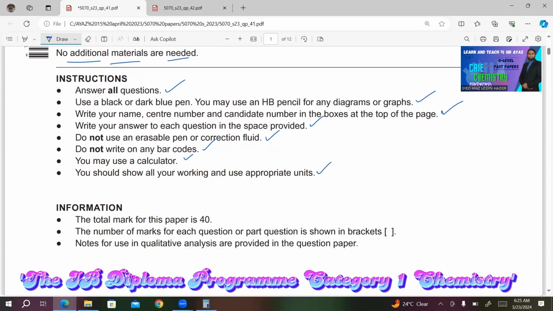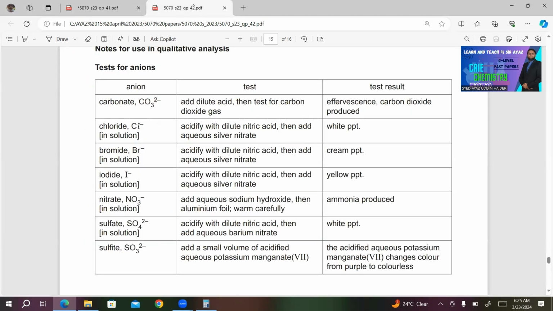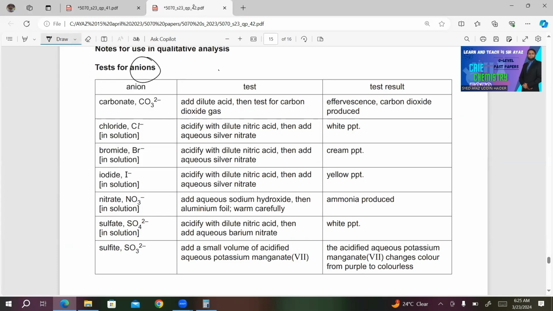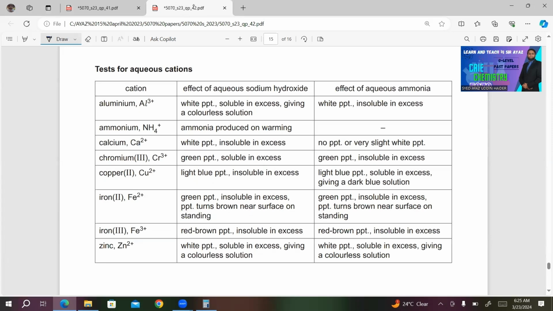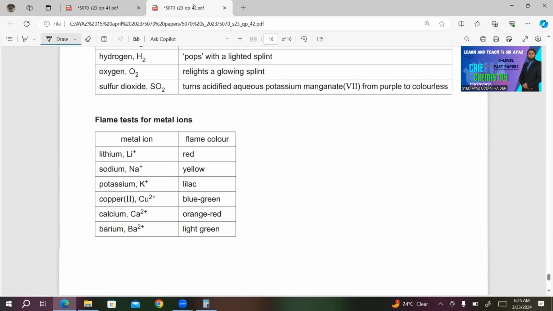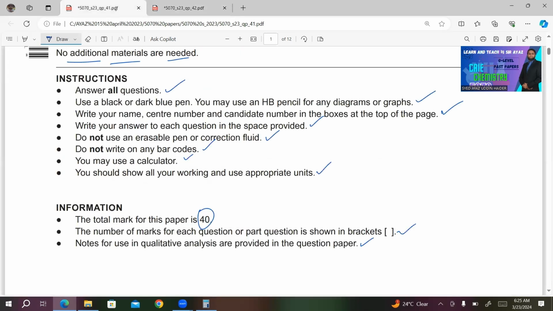Some information in this paper: the total mark for this paper is 40. The number of marks for each question or part question is shown in brackets. Notes for use in qualitative analysis are provided in the question paper. We have this kind of note for the qualitative analysis. These are the tests for anions. Then you have the list for the test of aqueous cations, tests for gases, and last but not least, flame tests for metal ions. So let's continue.